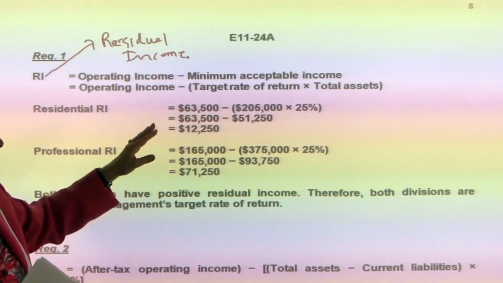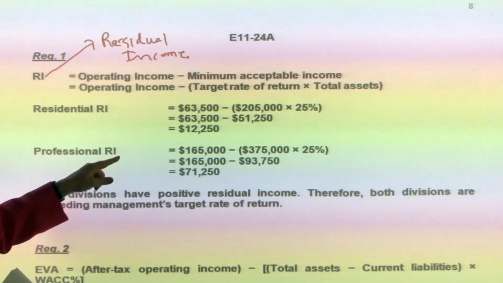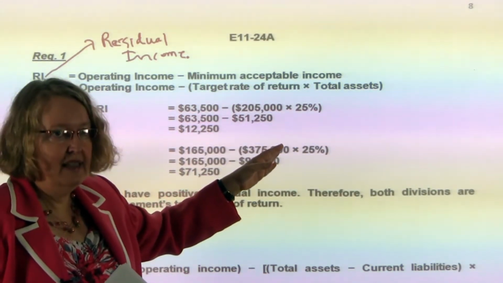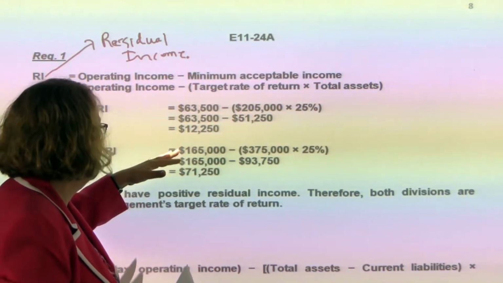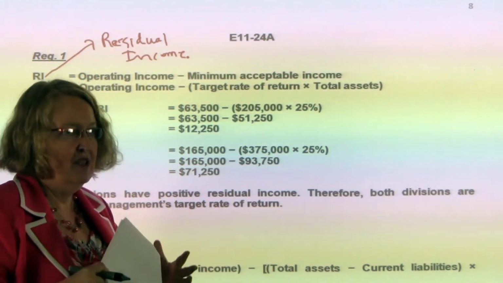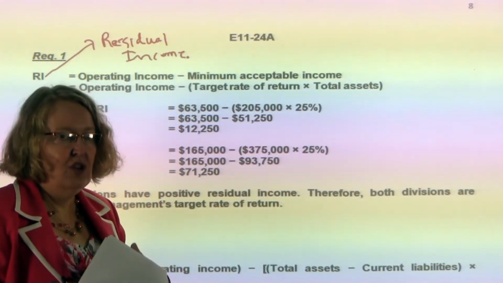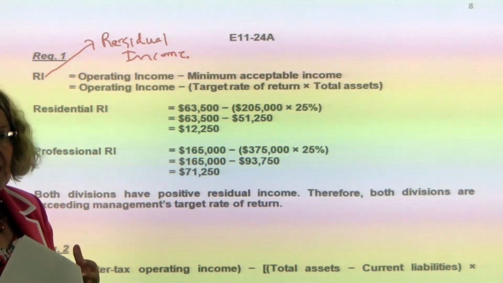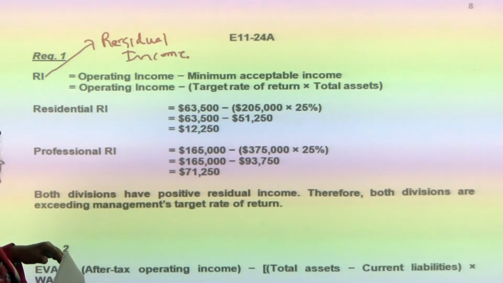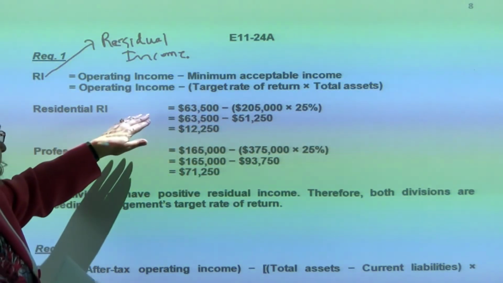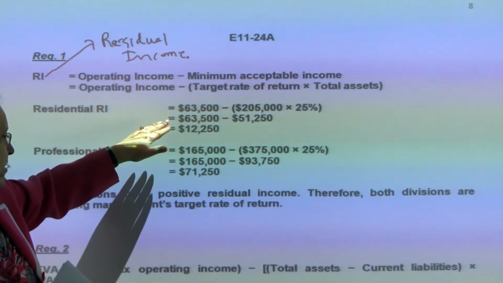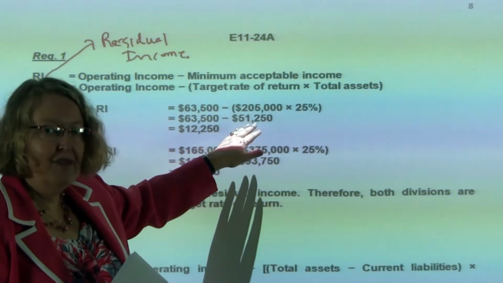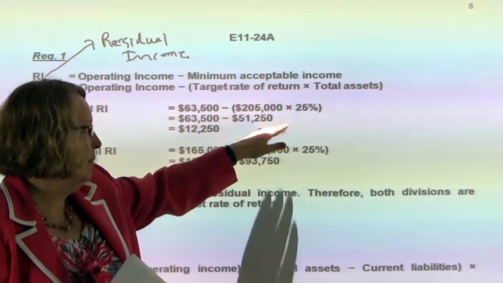minimum expected acceptable income. And minimum acceptable income is your rate of return times your total assets. That's what's been defined for this company. So how much residual income is left over after you've earned the targeted earnings that have been identified by the company? So your residual income, so it's your operating income for residential, the 63.5. The return on assets, so the assets are $205,000. They've identified in the problem, and this is a given.